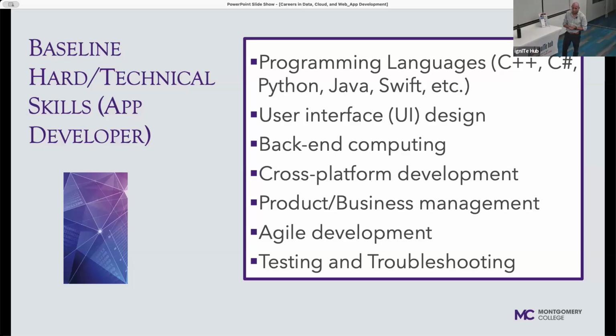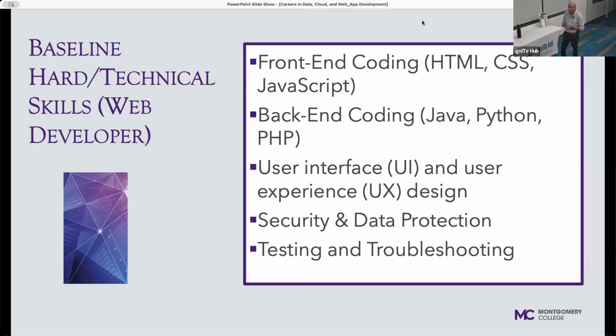Let's go to the next one. And those are the technical skills for web developers. We talked about this already, and I think I jumped the gun. So we talked about the front end coding and the back end coding, and this is why you need different languages.